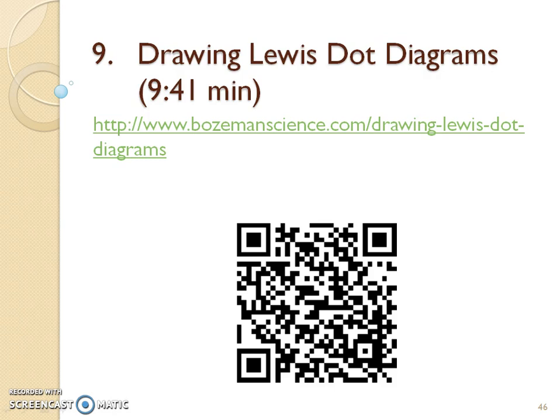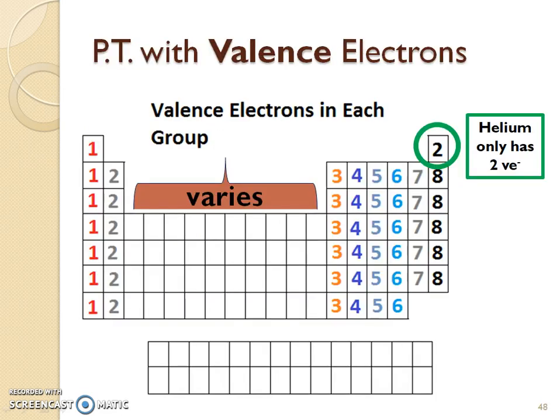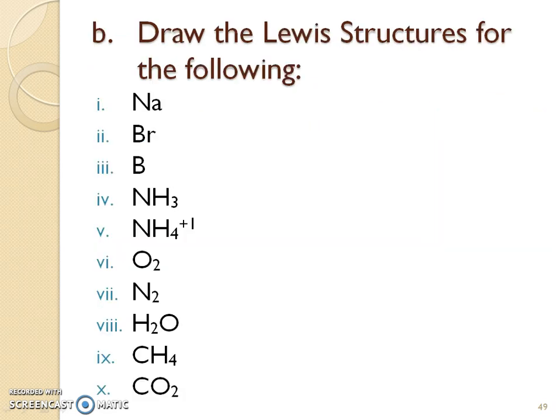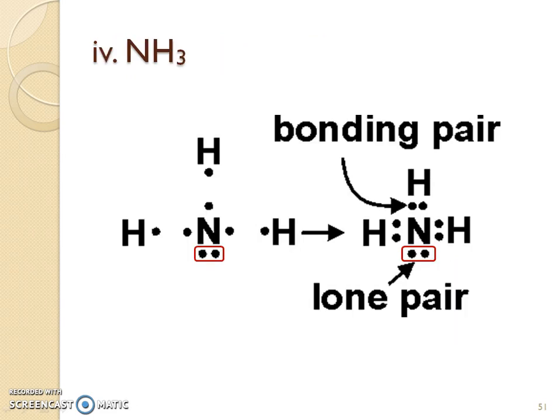Then you needed to watch the drawing of these Lewis dot diagrams. We want to remember that for groups 3 through 12, the valence electrons vary because those metals have multiple charges. So sometimes they lose 2 electrons, sometimes 3, that same element. So it really depends. These are just the valence electrons of those elements.